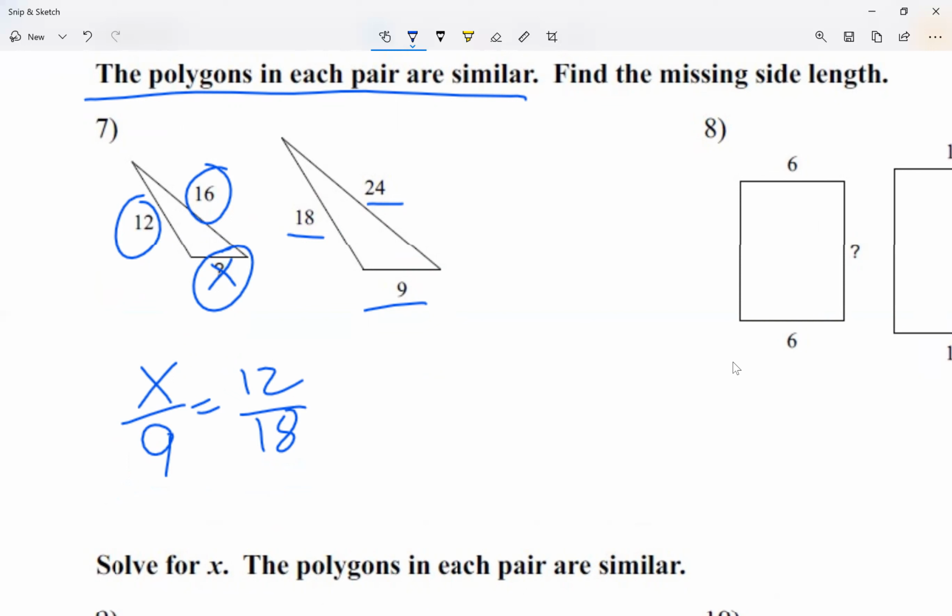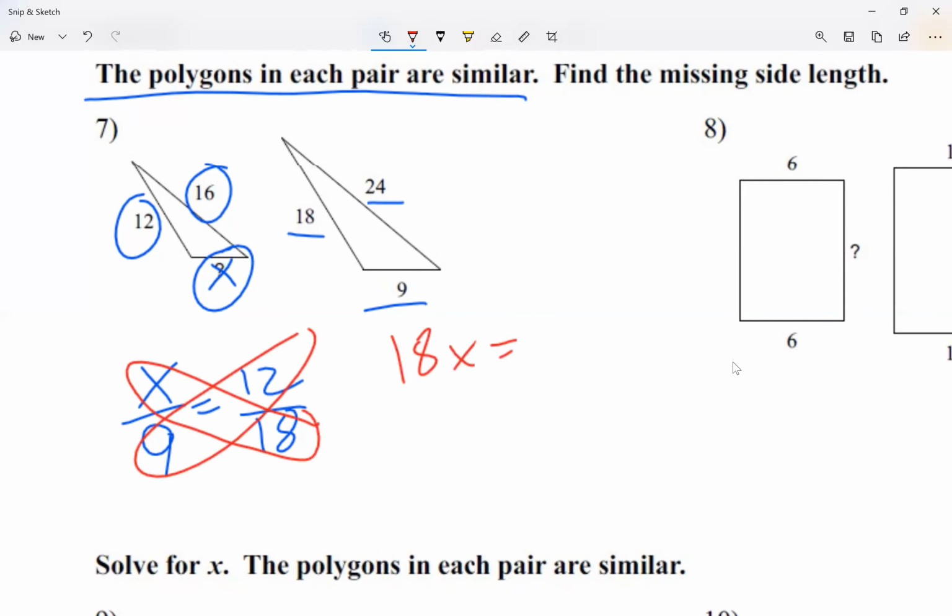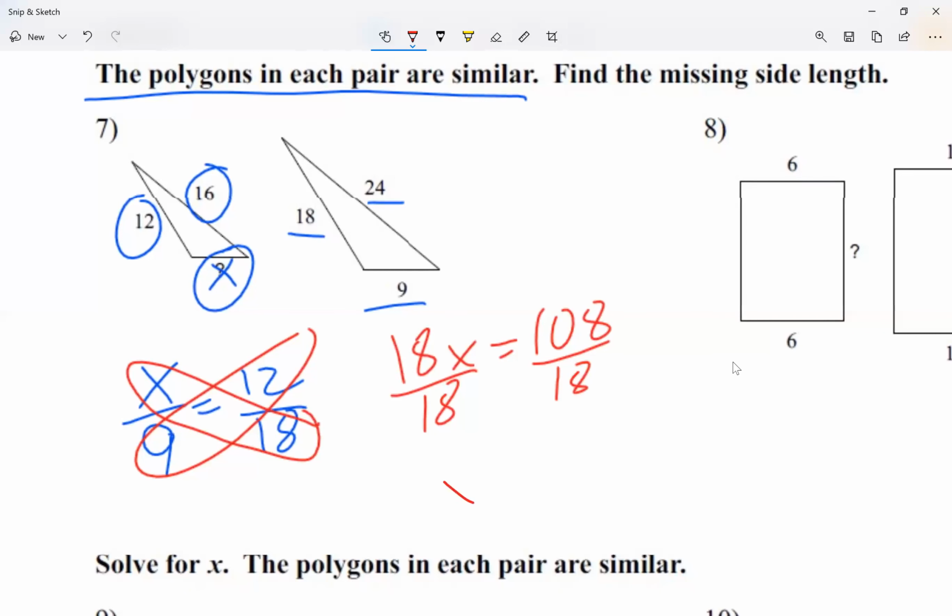I only need 2 measurements because I know my polygons are similar. Now I gotta solve for X. I'm just gonna cross multiply it. 18 times X is 18X. 12 times 9 is 108. So I have 18X equal to 108. Let me divide both sides by 18. So I get X is equal to 6.